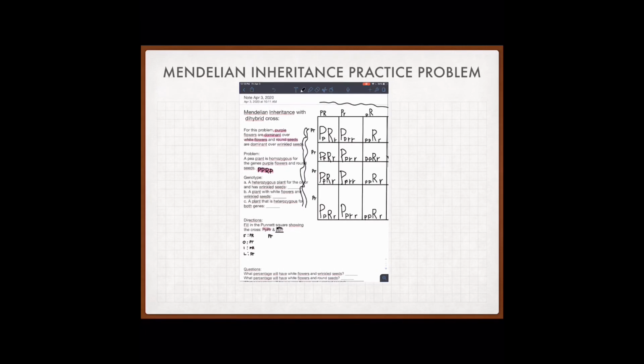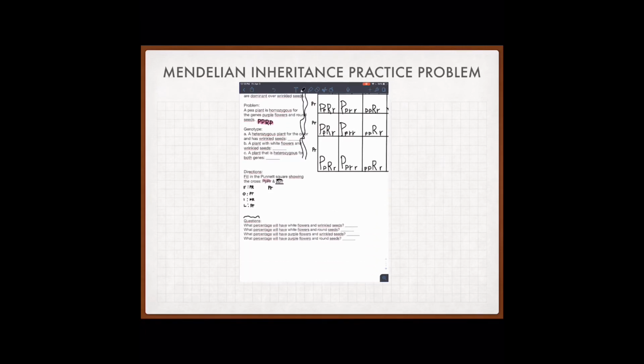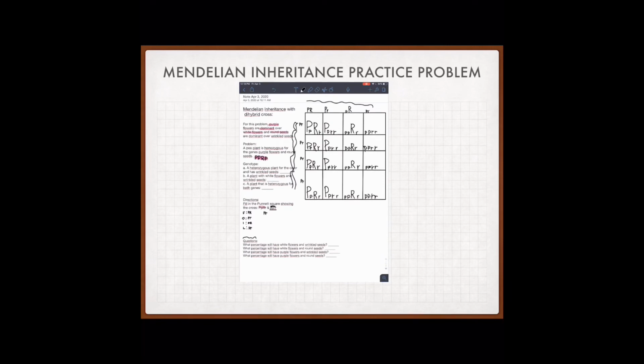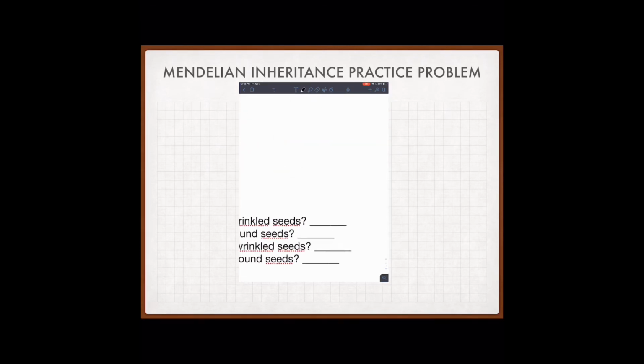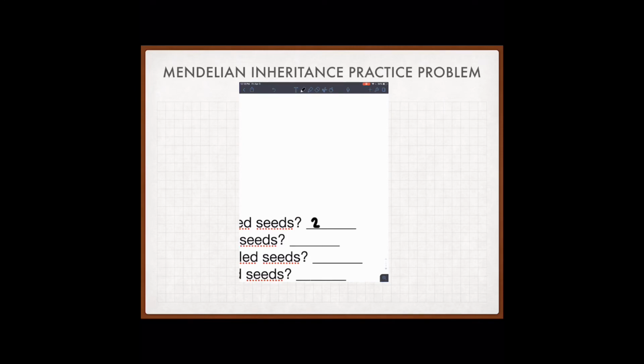And now that we have this filled out, we can answer the questions over here. The first question says, what percentage will have white flowers and wrinkled seeds? So, up here, we can tell that the white flower with wrinkled seeds will be this whole section right here, because the white flower is recessive, and so that will need to have 2 little p's, and the wrinkled seeds is also recessive, so that will be 25%.